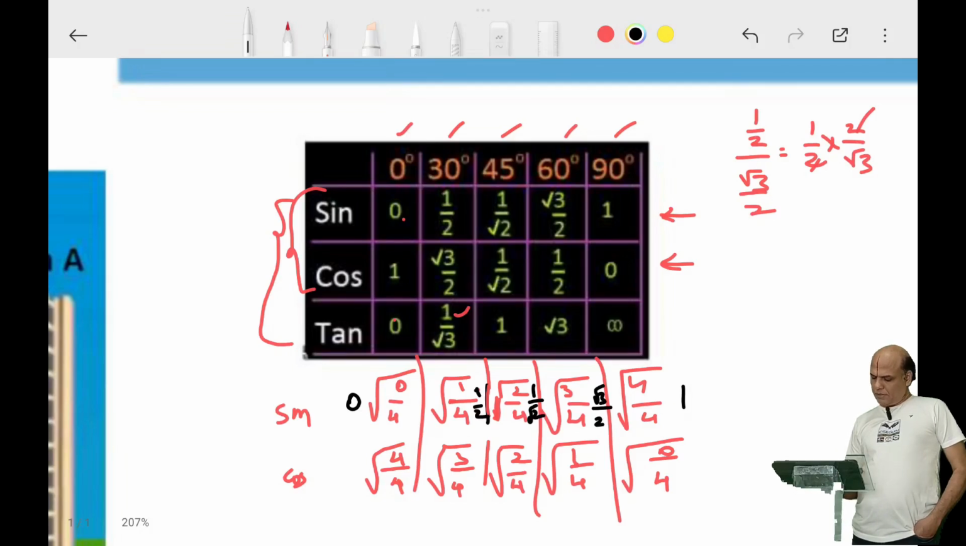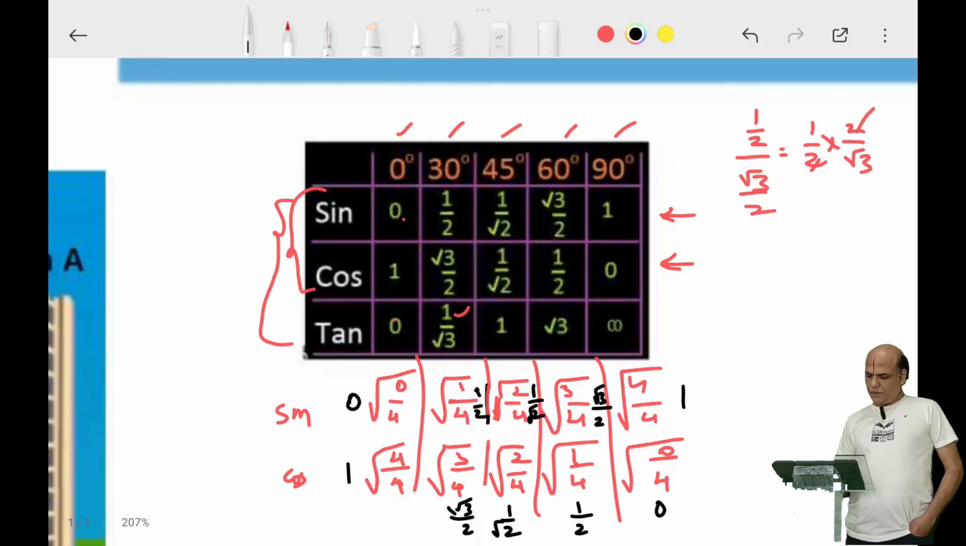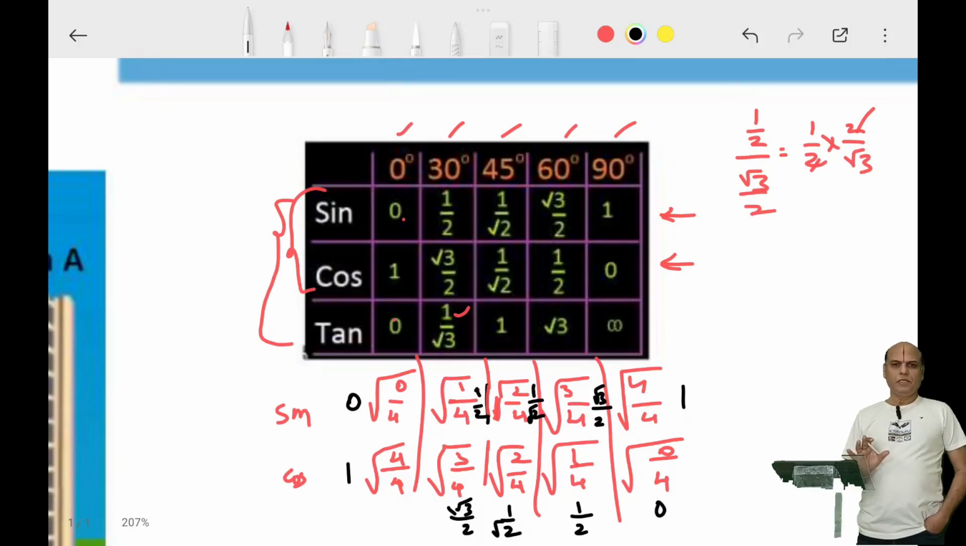So the values are similarly reversed. So this is 1. Here root 3 by 2. Here 1 by 2. Then here 1 by root 2. And here it is 1 by 2. And here it is 0. So this is the way you remember the values for sine and cos.